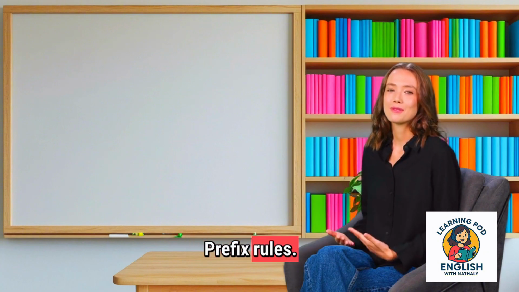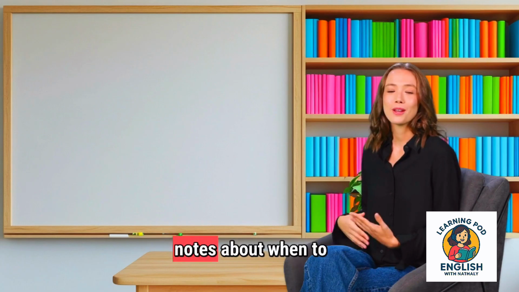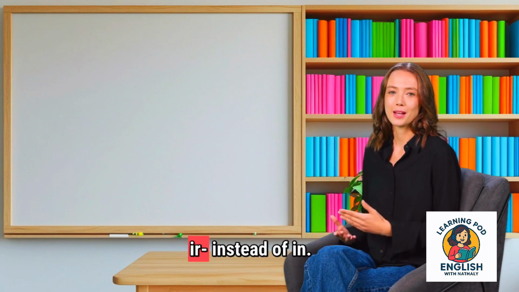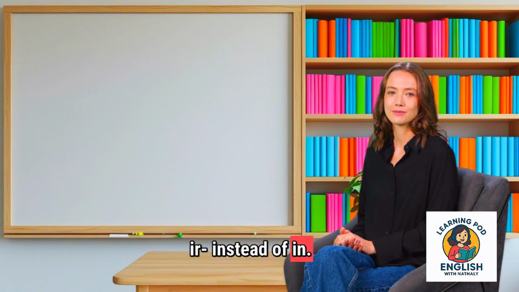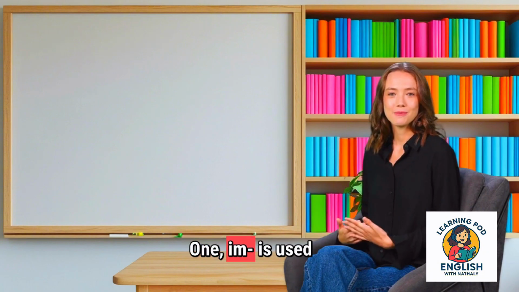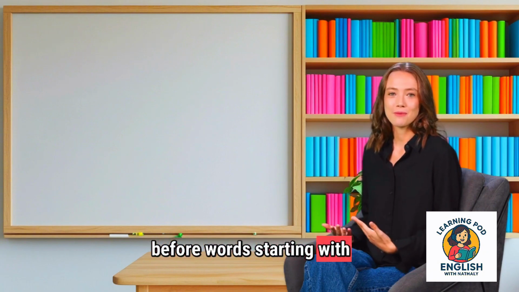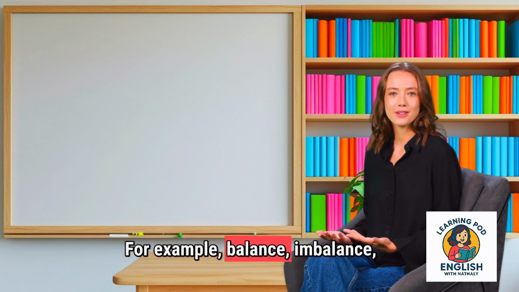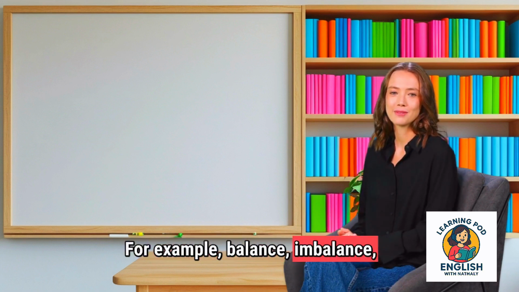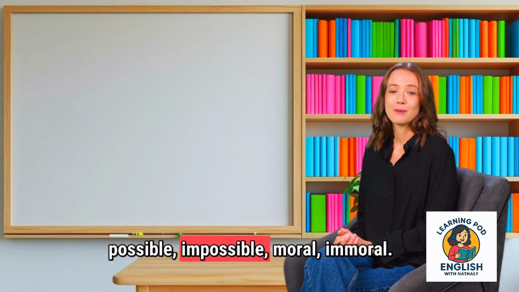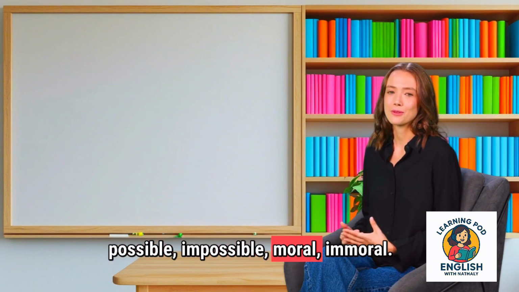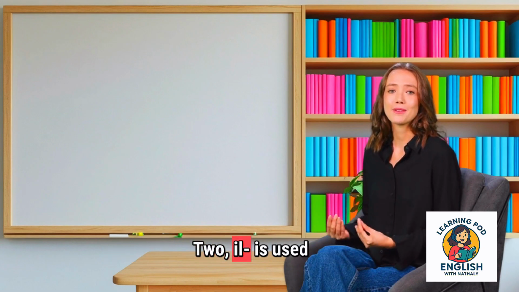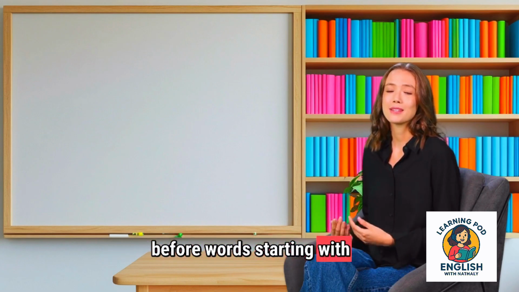Important notes. Prefix rules. The paragraph gives special notes about when to use im, il, or ir instead of in. 1. Im is used before words starting with b, m, or p. For example, balance, imbalance. Possible, impossible. Moral, immoral.